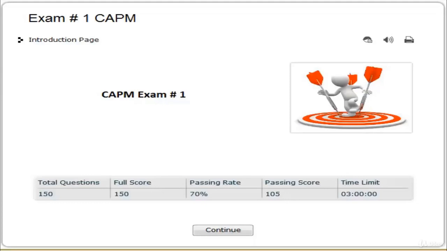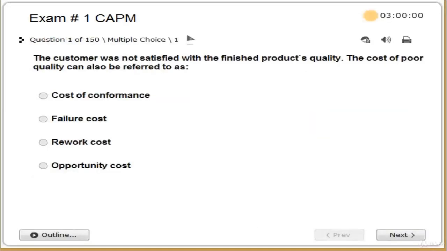CAPM Exam Simulator Number 1. The customer was not satisfied with the finished product quality. The cost of poor quality can also be referred to as: cost of conformance, failure cost, rework cost, or opportunity cost. Correct answer is option B. Failure costs are often categorized into internal and external. Failure costs are also called cost of poor quality.